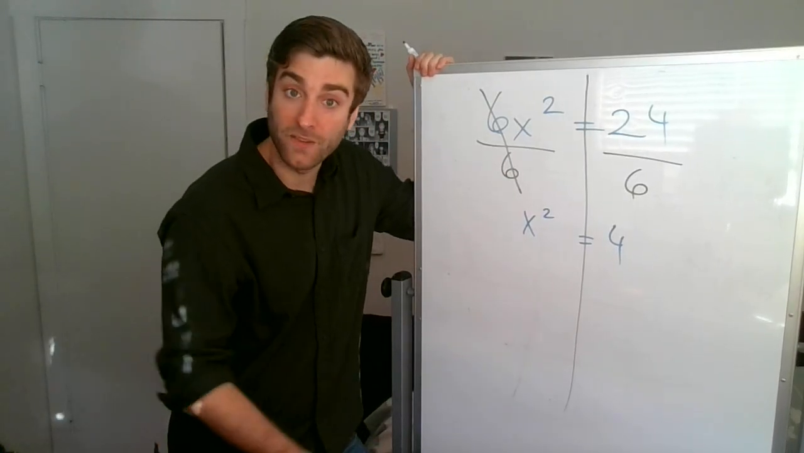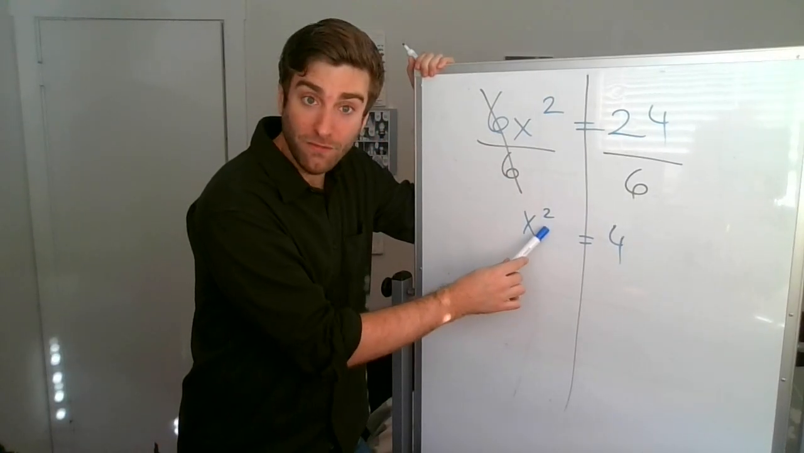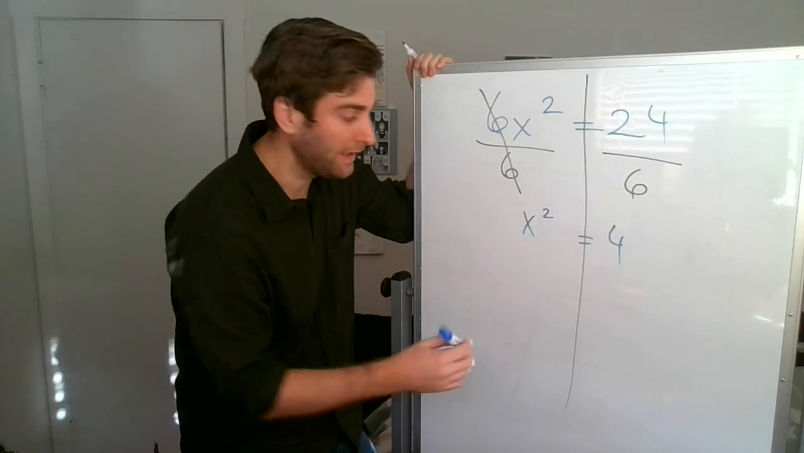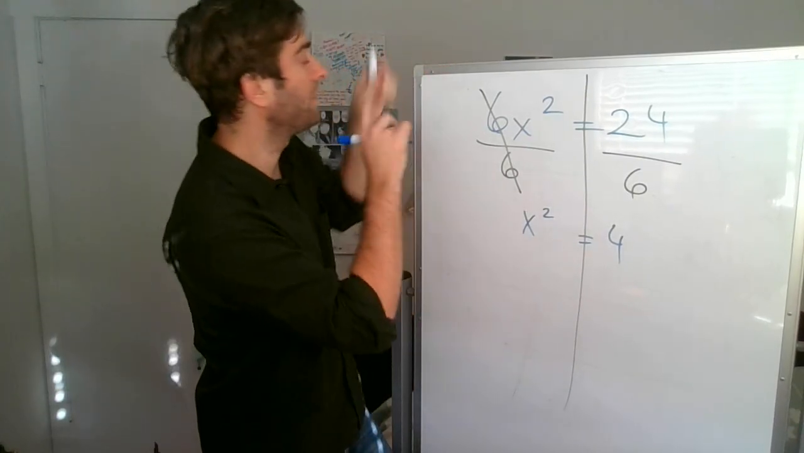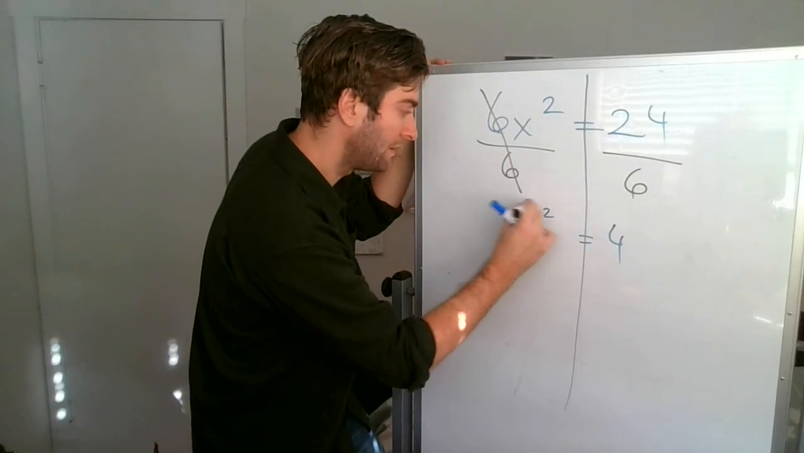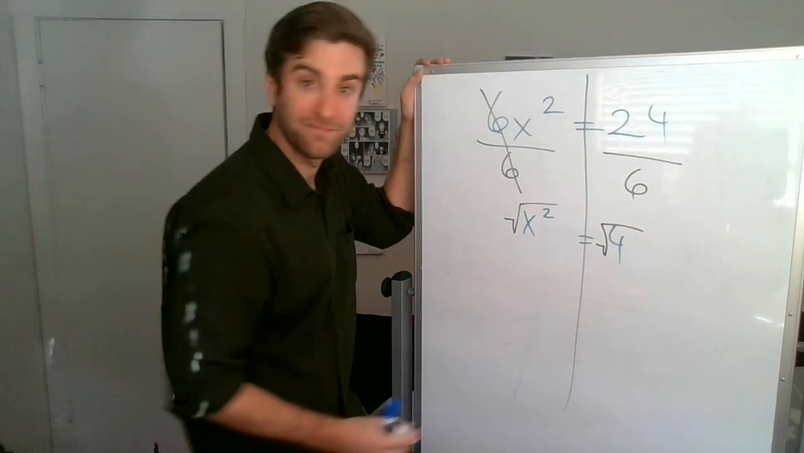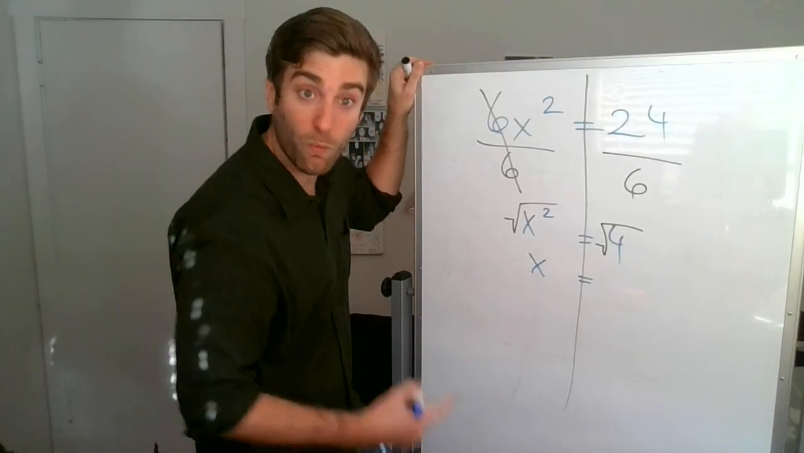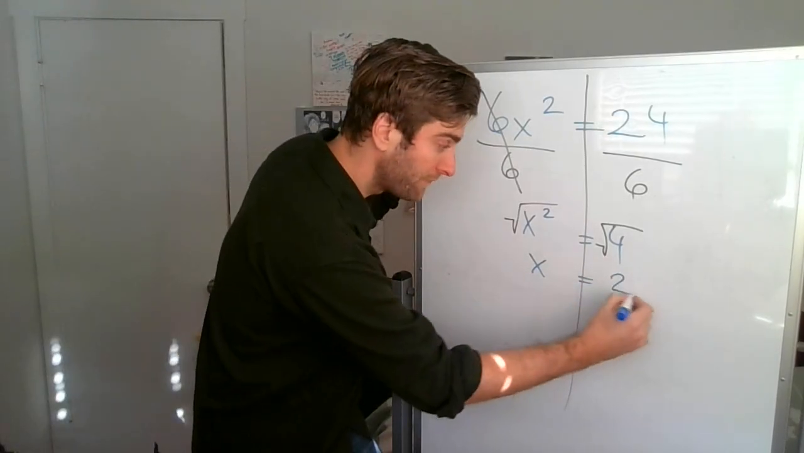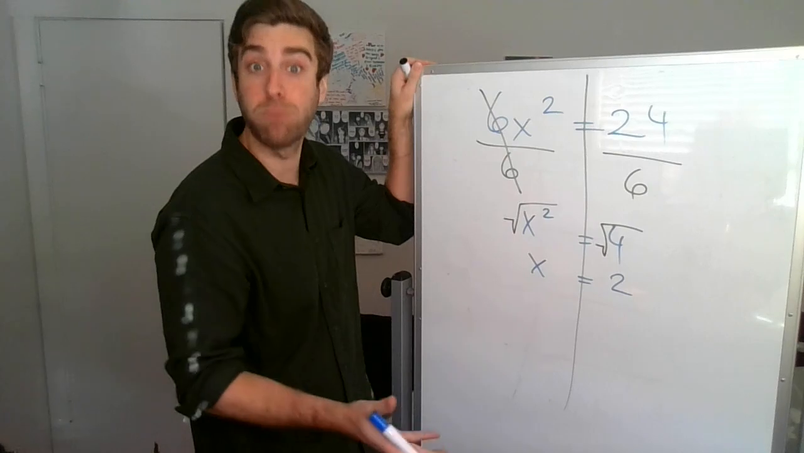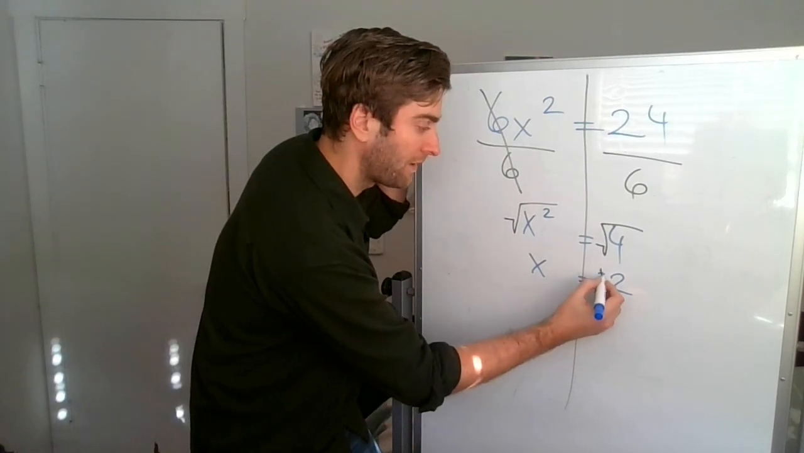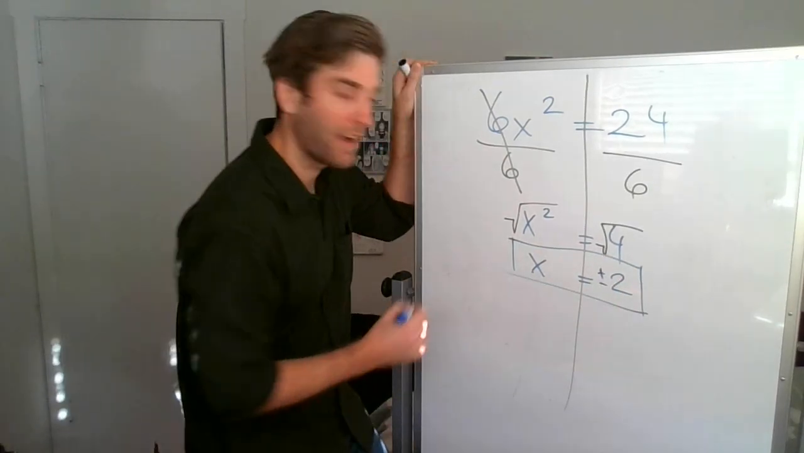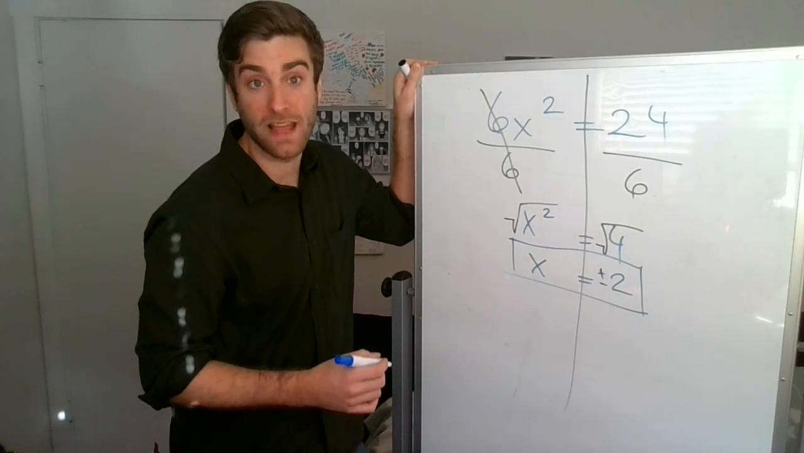So I need to know what number times itself equals 4. There's two answers, don't forget. So I take the square root of both sides. And I get x equals, well, one of the answers is 2. But remember, we have to show both solutions, plus and minus. And there would be our answer. X is 2 and negative 2.